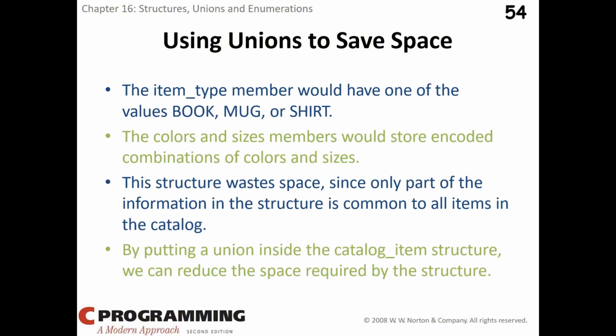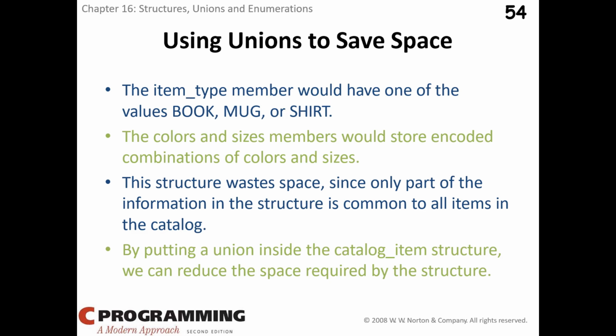So currently our structure includes fields such as item type, colors, and sizes to accommodate various types of items in the catalog. However, this approach leads to inefficiencies as it reserves space for attributes that may not be relevant to all items. For instance, the item type field can take on values like book, mug, or shirt, indicating the type of item. Meanwhile, the colors and sizes store encoded combinations for respective attributes.